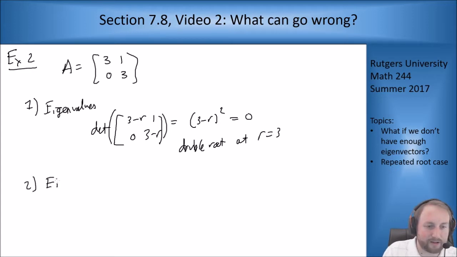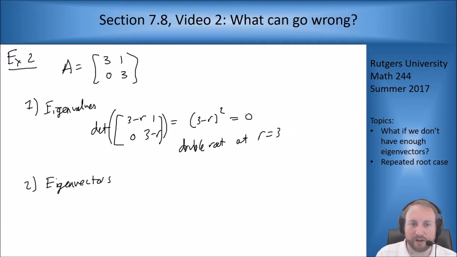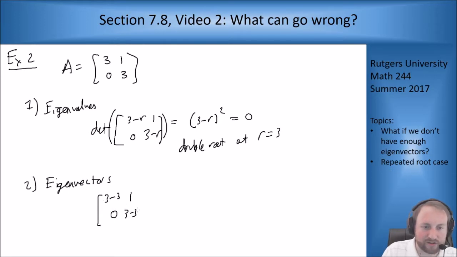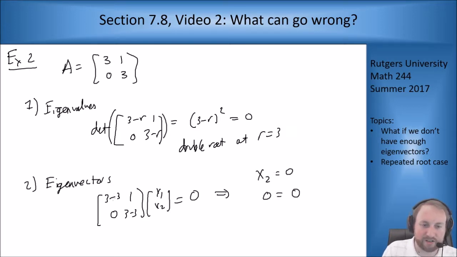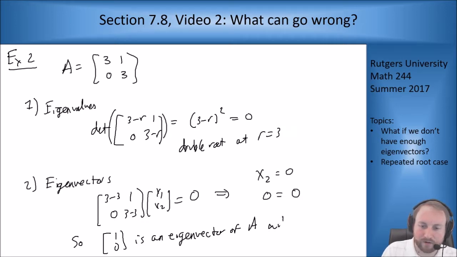And now we look for eigenvectors. Our goal is to find 2. If we can find 2, we're good. However, we'll see we actually can't find 2 here. Because if I look at this matrix, 3 minus 3, 1, 0, 3 minus 3 times x1, x2 equals 0, this tells me that x2 equals 0 and 0 equals 0. So I can pick x1 to be 1. So (1, 0) is an eigenvector of A with eigenvalue 3, but that's all I can find.